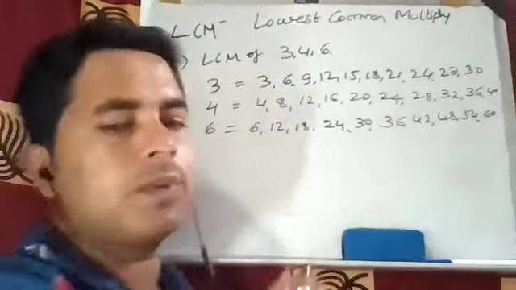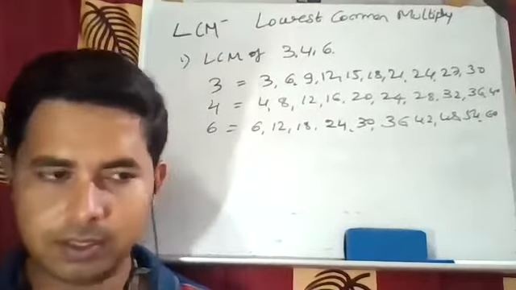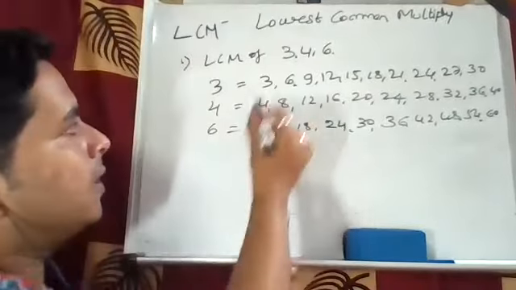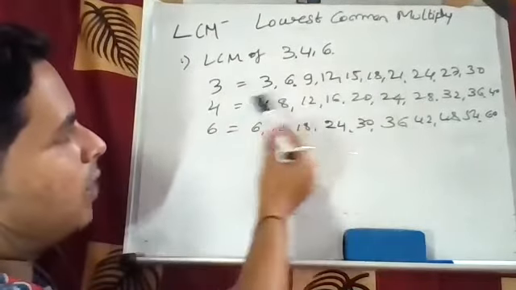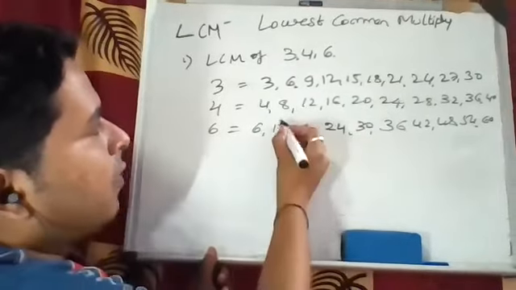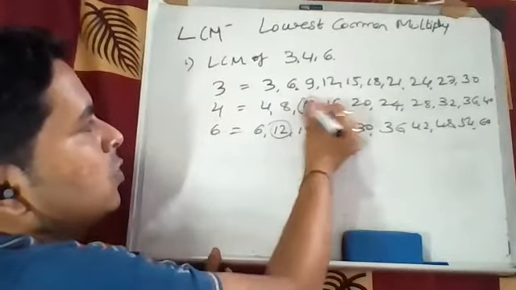So what do we have to do from these? Which is a common number, which is the lowest common number. So if you see, first 3 is not common, 4 is also not common, 6 is also not common. So if you take, here 12 is common. So here 12 is common.